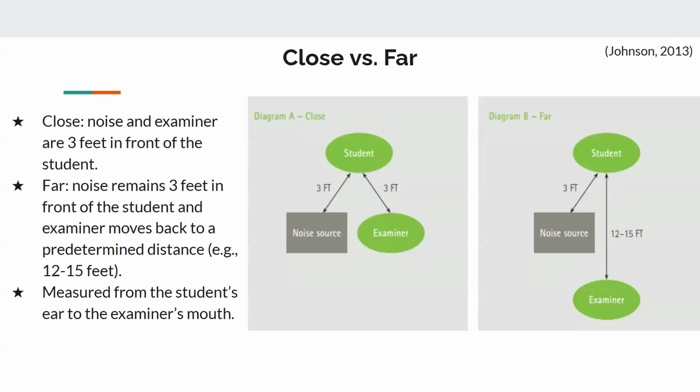To further discuss close versus far, when the condition calls for close, that is when the noise and examiner are 3 feet in front of the student. And far is when the noise remains 3 feet in front of the student and the examiner moves back to a predetermined distance, which is typically between 12 and 15 feet. And this is measured using a tape measure from the student's ear to the examiner's mouth to get this exact distance. And you can see the diagram on the right displaying these close versus far conditions.